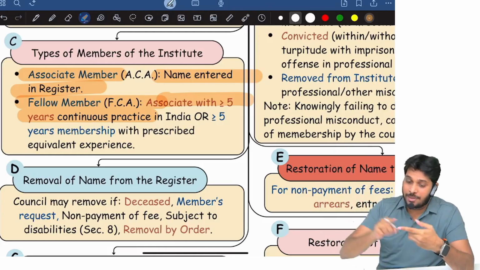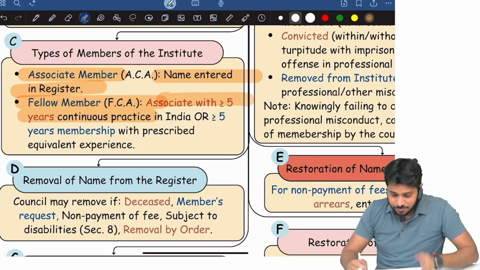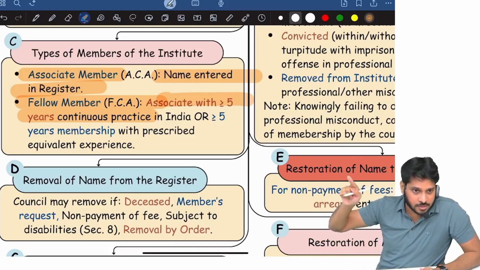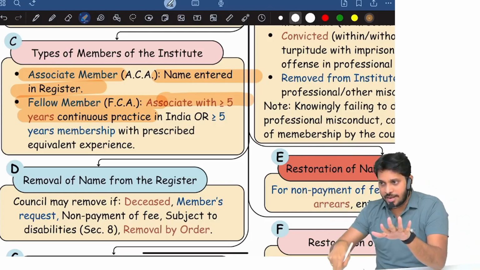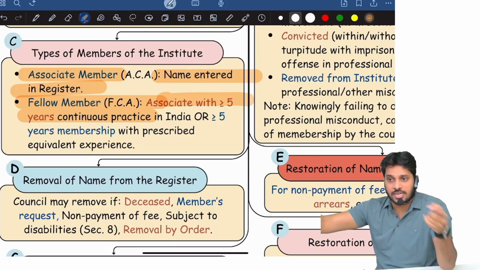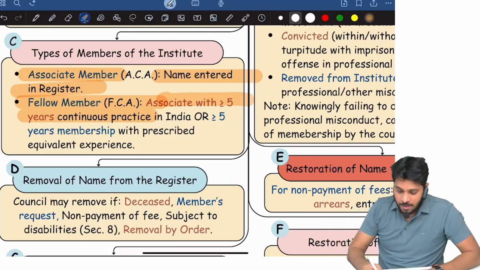And if that COP is active for continuous 5 years, then you will become FCA. Are you clear? Continuous practice is the most important word. If you are not in continuous practice, suppose I hold COP for 3 years, there is a 1 year break, then I hold COP for 3 years, totally 6 years, no, you are not FCA because continuous practice is not there for 5 years.